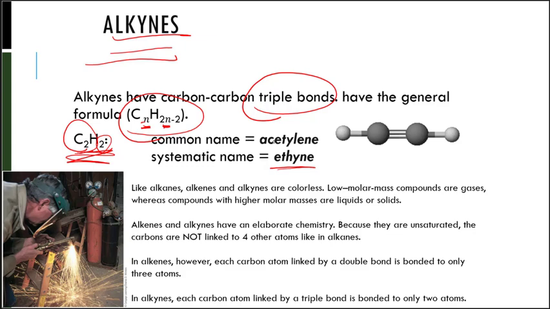You don't need to worry about the common name. The common name is acetylene, but we would name this: 2 carbons is eth. Because it fits this formula for the triple bond, it's yne, ethyne.